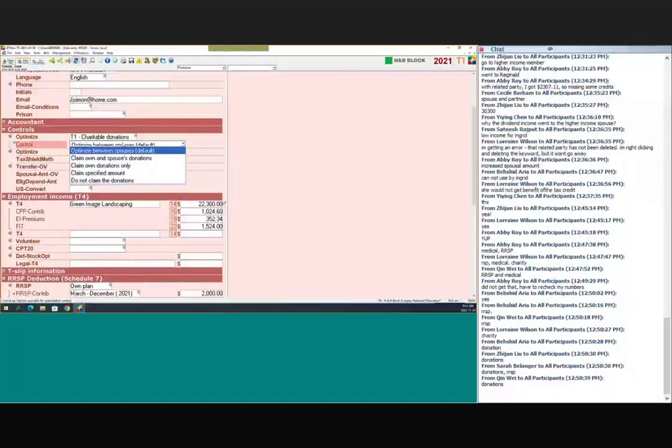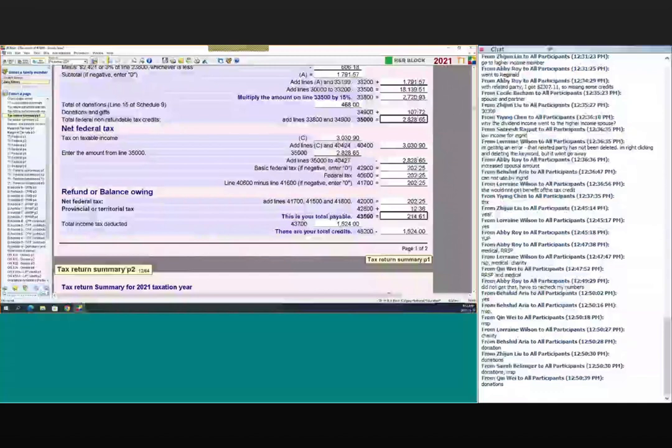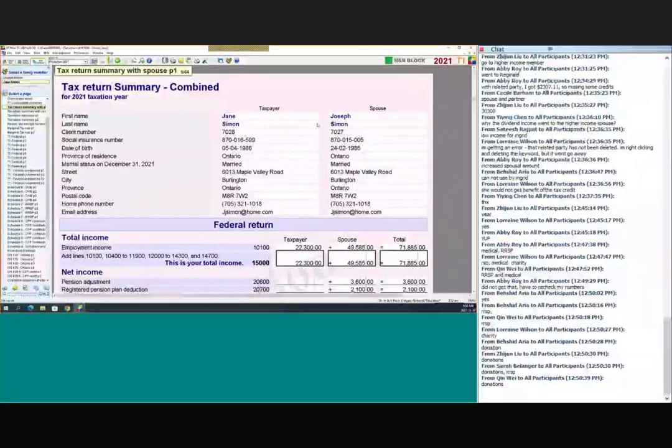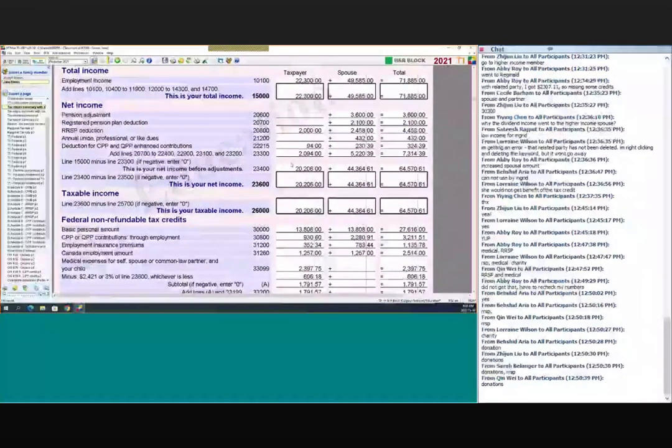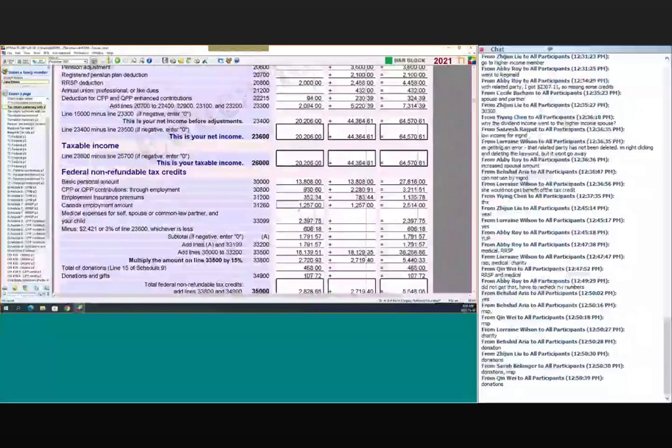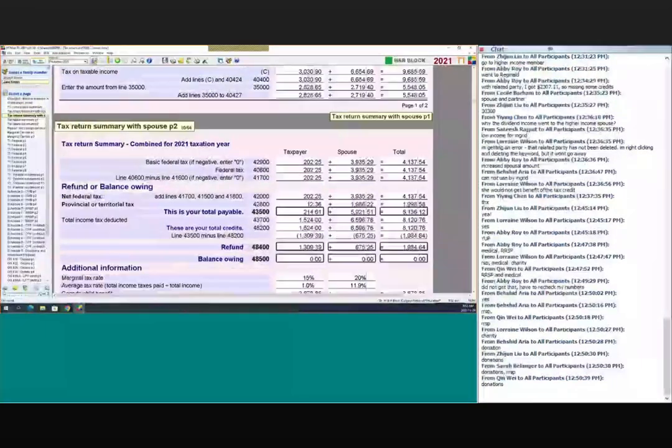That is with the donations on Joseph. But now I'm going to say claim own and spouse's donation. I'm going to have them all onto Jane. Let's see how that changes the picture a little bit. So now I'm going to go to the tax return summary with both spouses. So I'm going to see Jane and Joseph, and we can see that the medical are on Jane here, and now I put the donations on Jane here. So how does that change the refunds?